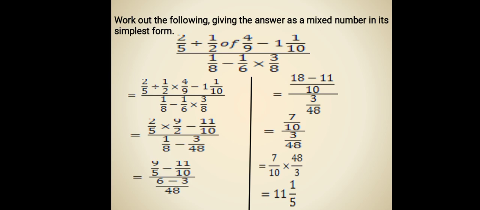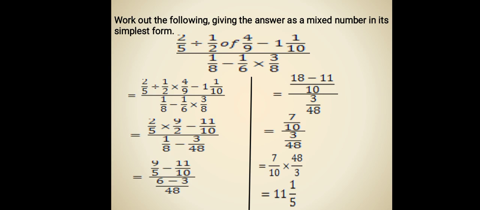Now the numerator, after multiplying 2 over 5 and 9 over 2, we get 9 over 5 less 11 over 10. The denominator, we have found the LCM between 8 and 48, so that I can be able to subtract 1 over 8 and 3 over 48. So it becomes 6 minus 3 over 48. I also find the LCM for the numerator, so that I'm able to subtract 9 over 5 and 11 over 10. It becomes 18 minus 11 all over 10.